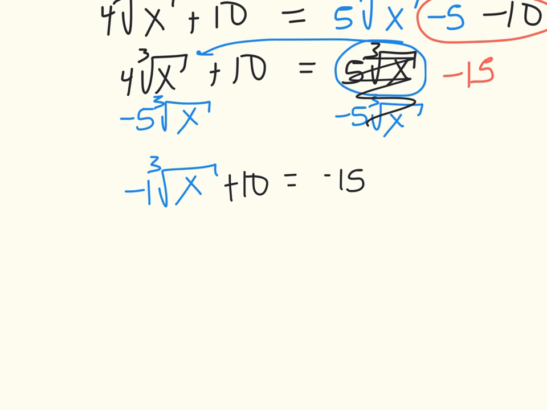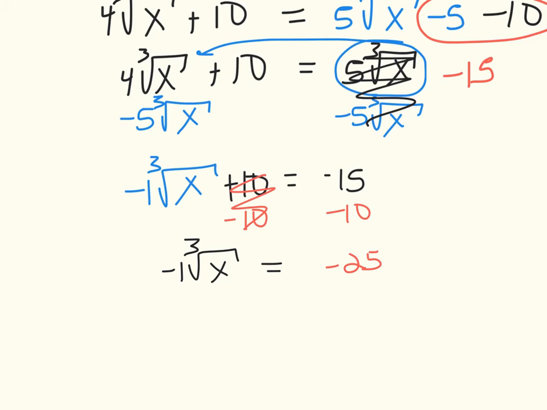I'm now ready to solve, and I've got 3 operations connected to my x. I've got the third root, times negative 1, and plus 10. Which of those is most simple? Definitely plus 10. The opposite of plus 10 is minus 10. Subtract 10 from both sides. That's gone. Negative 15 minus 10 is negative 25. All right, so I've got that negative 25 on the right, and everything else is going to come down. So negative 1 third roots of x equals negative 25.